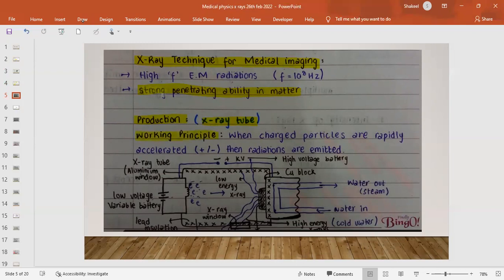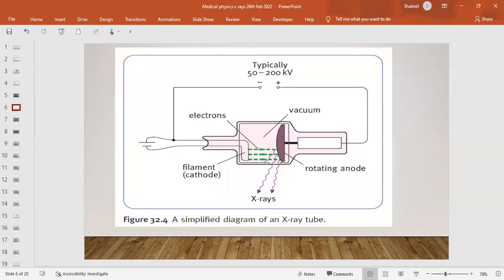So let's look at the working principle. Before looking at the working principle, we have to model it. First look at this. Let's say this is an X-ray tube, and from here this is the low voltage battery, and then this is the filament. The low voltage battery is going to heat up the filament, and then a beam of electrons is going to be produced.